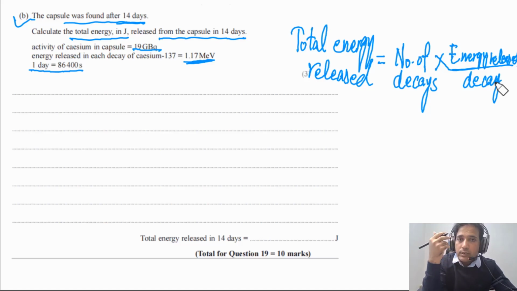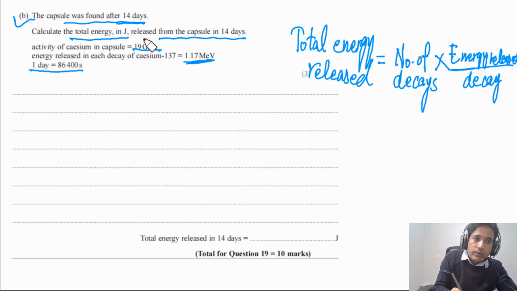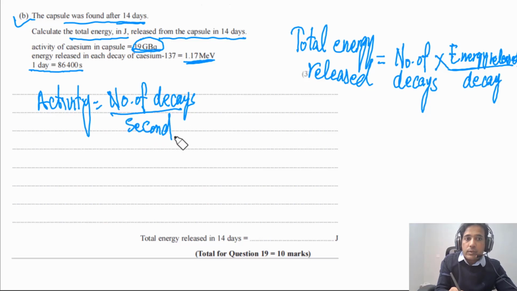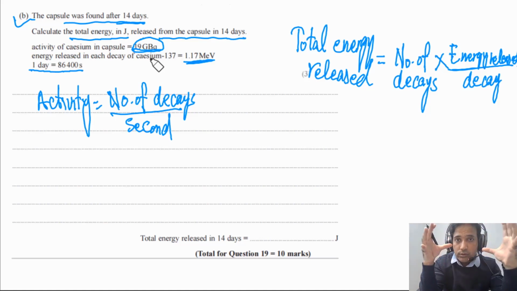So how we can calculate number of decays? So look at this one. Activity is given to us. So what is activity? Activity is telling us number of decays per second. This is given in becquerel, meaning number of decays per second. So we have how many decays are happening in 1 second, and if we have the total time, we can find out total number of decays.